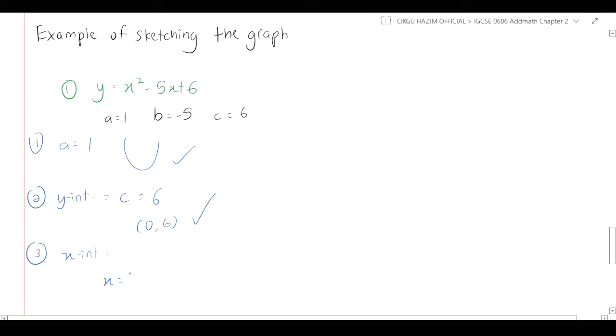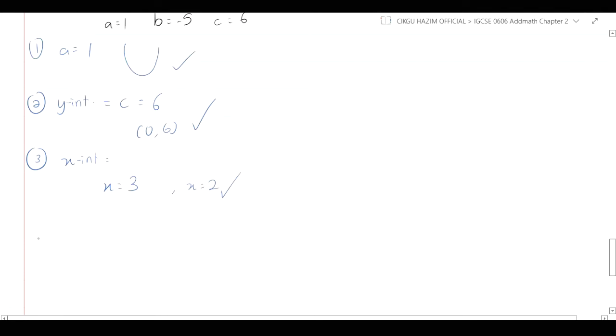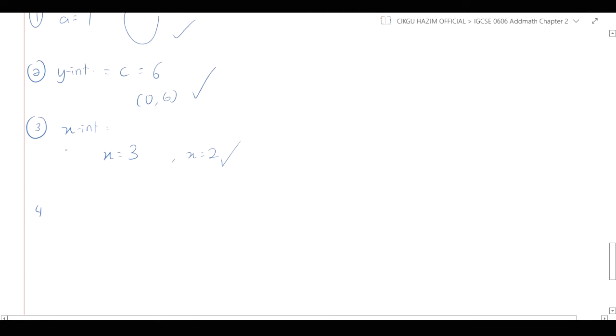3 and 2, yes, 3 and 2. You already get that. Next step, how do you get the component of the turning point? By using what method? Remember, the method that I'm using is the -b/2a method. We need to convert it to the form (x minus h) squared plus k. So h equals -b/2a.